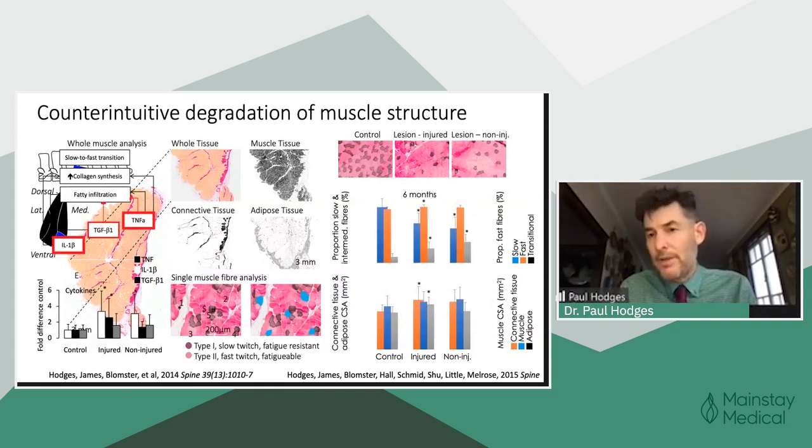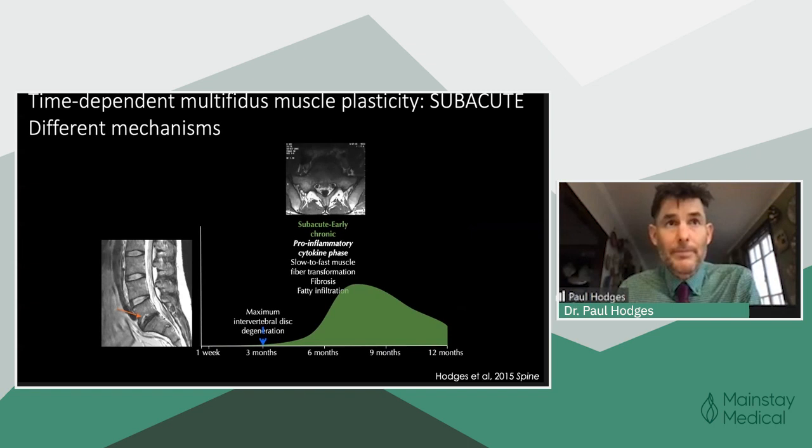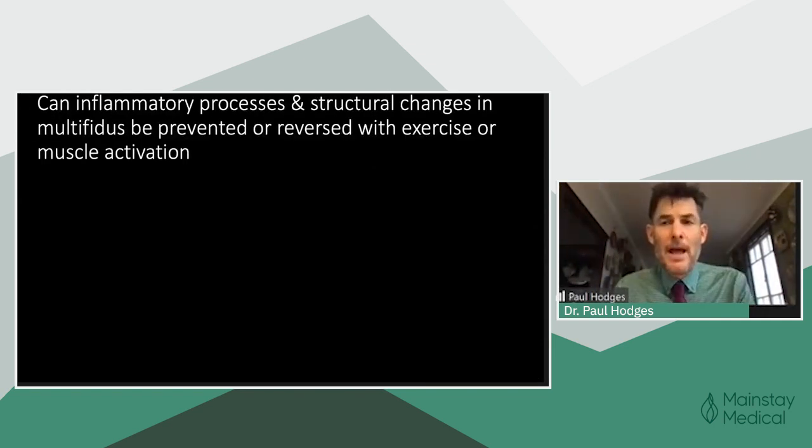So the muscle starts to undergo an inflammatory process that increases the collagen synthesis, that increases the adipose deposition. So cytokines such as interleukin 1 beta and TNF have been shown to be involved. So what we seem to see is this muscle inflammatory process that begins in the subacute period that starts to change the structure of muscle.